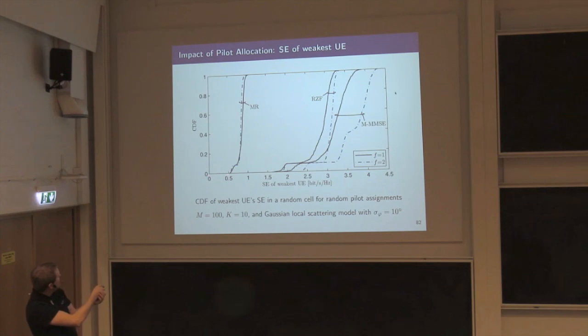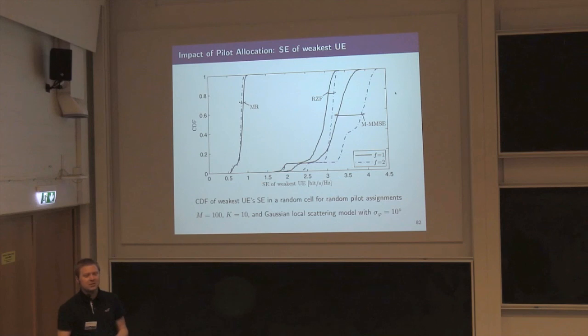And it's not even a smooth curve here. There's something strange happening around 0.1. Why is that? Well, probably there is one other user in the system that is interfering with you a lot if you happen to get the same pilot as that guy. And with 10% probability, you will get that if you pick at random. So as long as you stay away from that, you are happy.